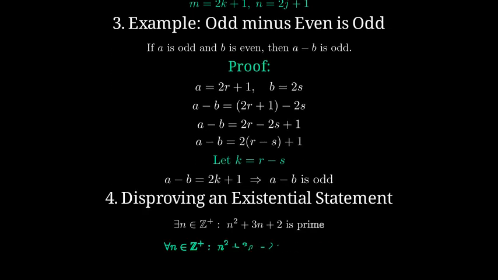Next, let's see how to disprove an existential statement. We want to show there exists a positive integer, n, such that n squared plus 3n plus 2 is prime. To disprove this, we prove the negation. For all positive integers n, that expression is not prime.